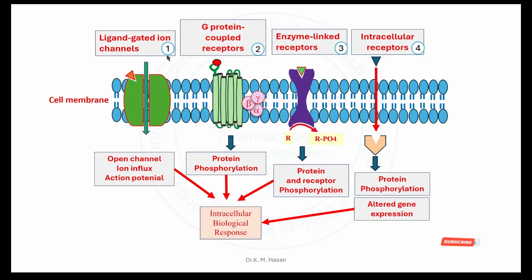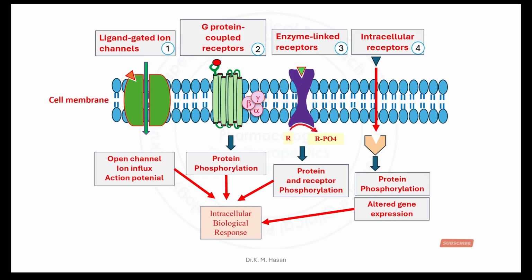Ligand-gated ion channel receptor, the first family. The second family, G protein coupled receptor. Third, enzyme-linked receptor, and intracellular receptor, the fourth family. You can see here that most of the receptors are located on the cell surface, except the intracellular receptor. From its name, intracellular, that means the receptor is totally inside the cell.